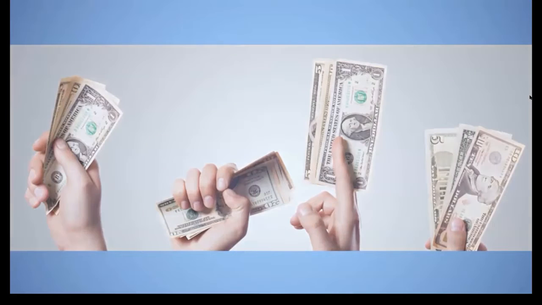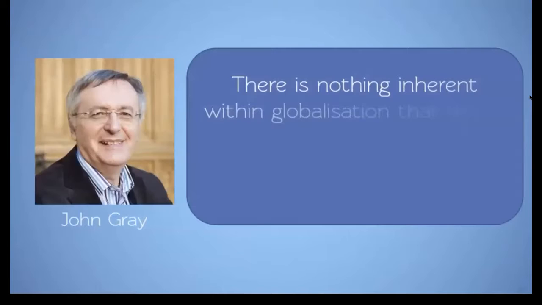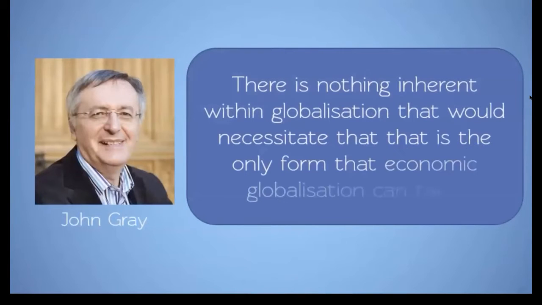On the other hand, other commentators argue that globalisation has been occurring for centuries and that it would be incorrect to assume that neoliberalism and globalisation have always gone hand in hand. John Gray, for example, observes that while we conceptualise globalisation today as being a particular type of neoliberal economic regime, there's nothing inherent within globalisation that would require that that is the only form that economic globalisation can take.